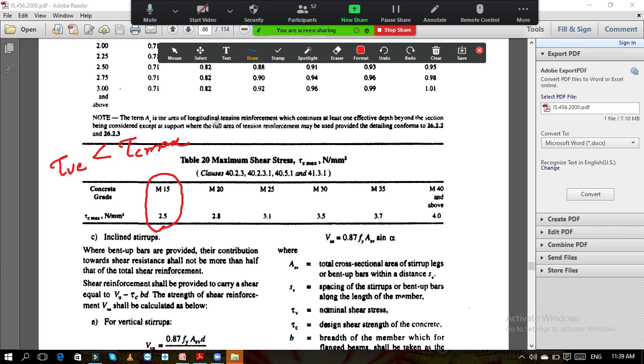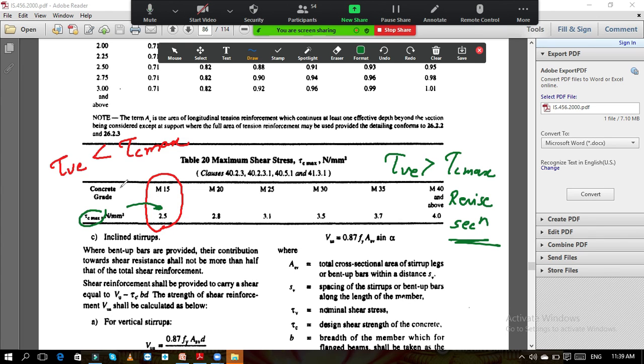your section is going to fail, no matter how much shear reinforcement you provide. Are you going to get my point? If your tau VE is greater than tau C max, then you always need to revise the section. Whatever shear enforcement you may provide, the section is going to fail because the maximum value of shear stress tau c max is 2.5.